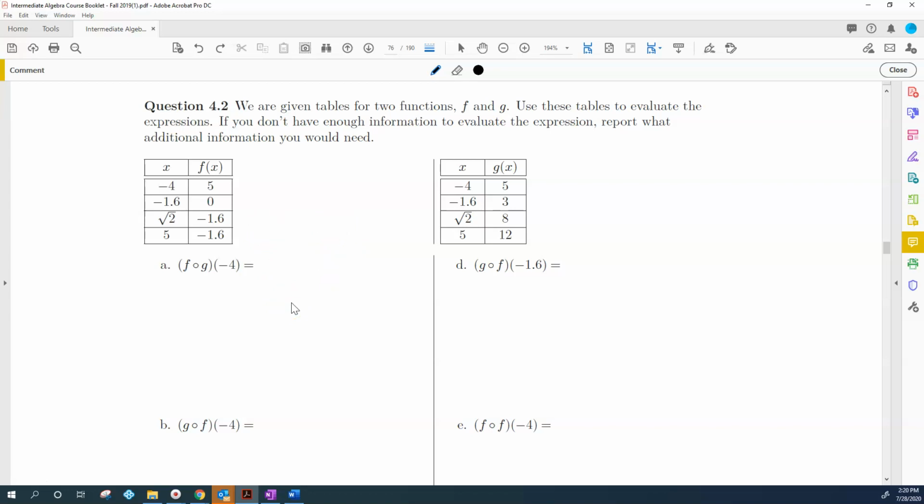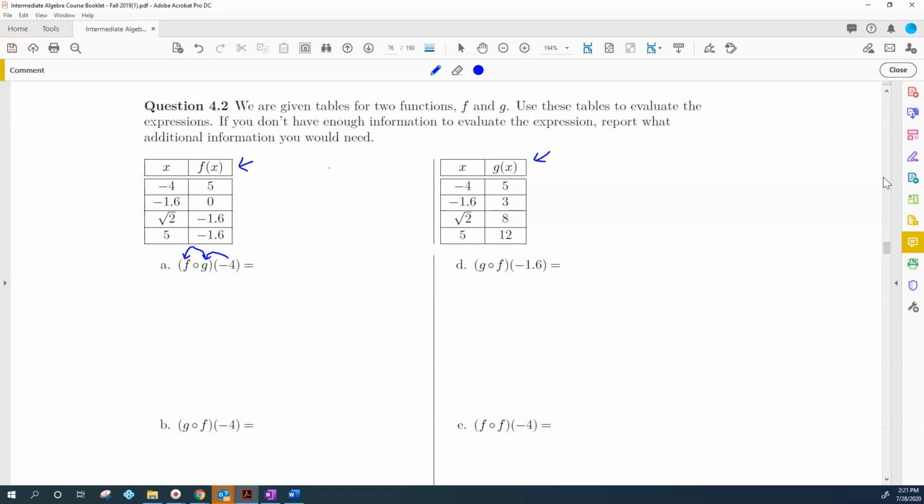So if we're looking at this first one here, it's saying that I want to find f of g of -4. And notice that up here, here's my f of x, and here's my g of x. So I need to be using both of these tables in figuring this out. I'm trying to figure out what g of -4 is, take that answer and put it into the f.